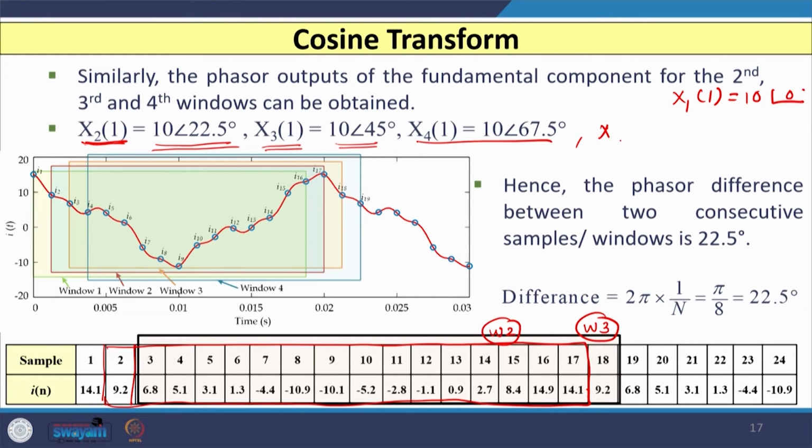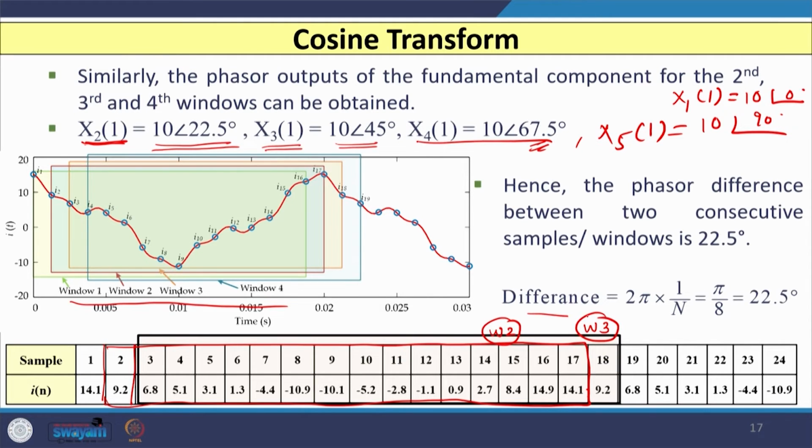If you further calculate x 5 of 1, then you will have the value 10 angle, if you add 22.5 again to 67.5, you will again have 90 degree. So, as you move further, you can see that the magnitude remains constant, and the only change that is going to occur is in the angle part. So, the phasor difference between two consecutive windows, I have shown here 4 different windows, and you can see the difference is 22.5 degree.